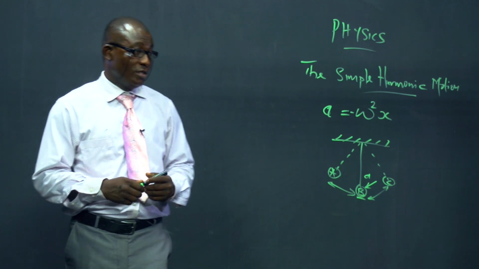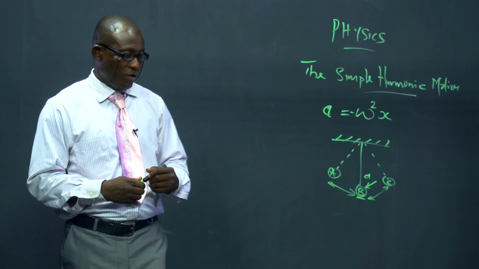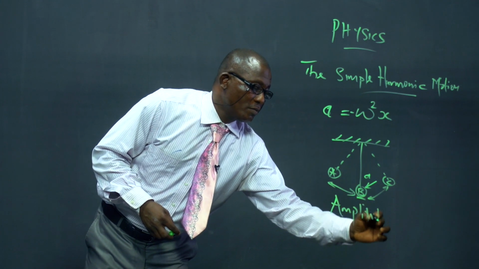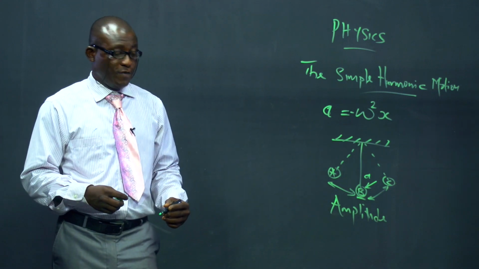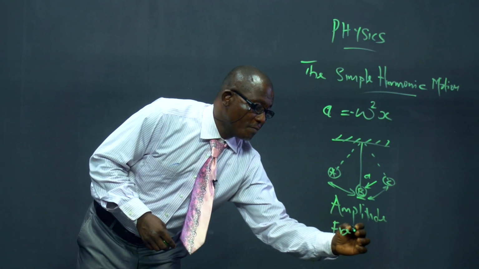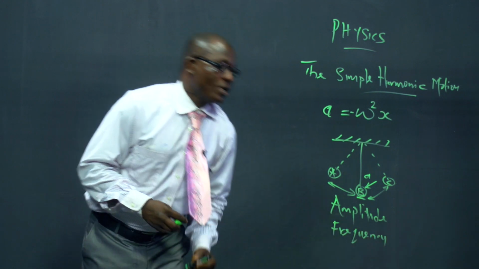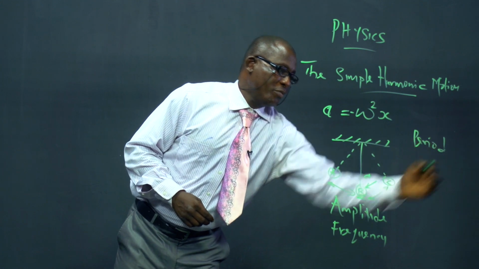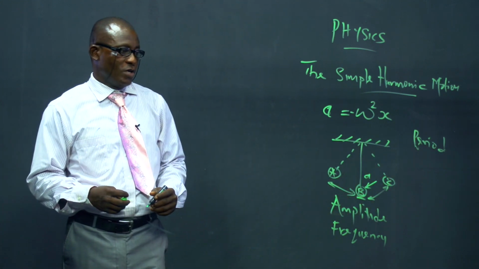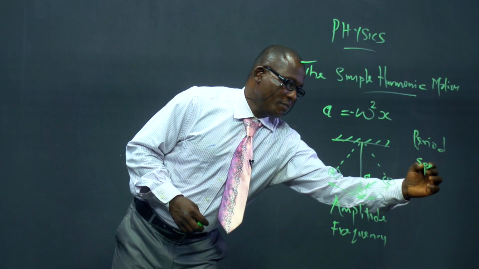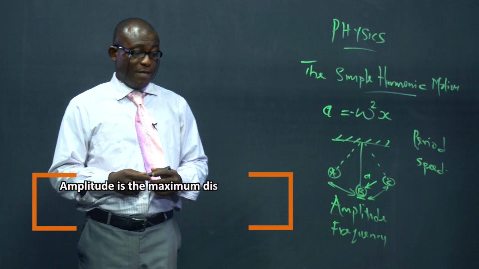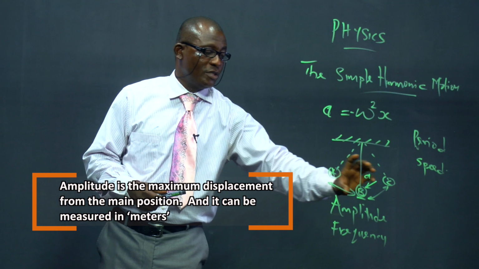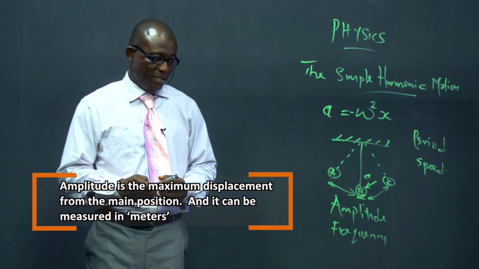We have terminologies used in simple harmonic motion. First, we want to look at what we call the amplitude. We want to look at the frequency. We want to look at the period, and we want to look at the speed, all right? The amplitude here talks about the maximum displacement about the main position. That is the amplitude.